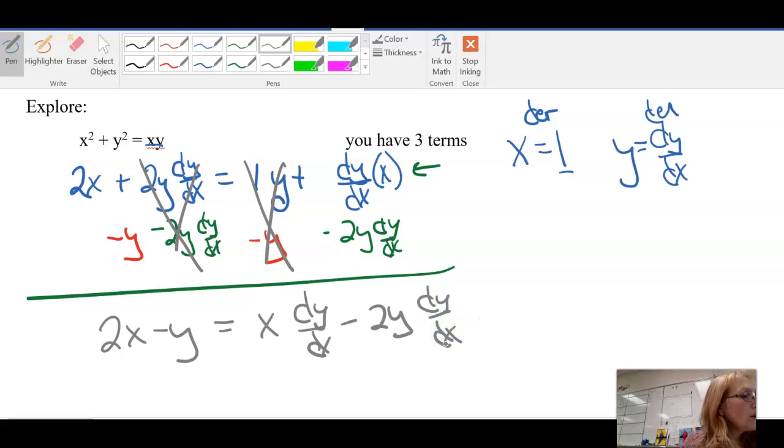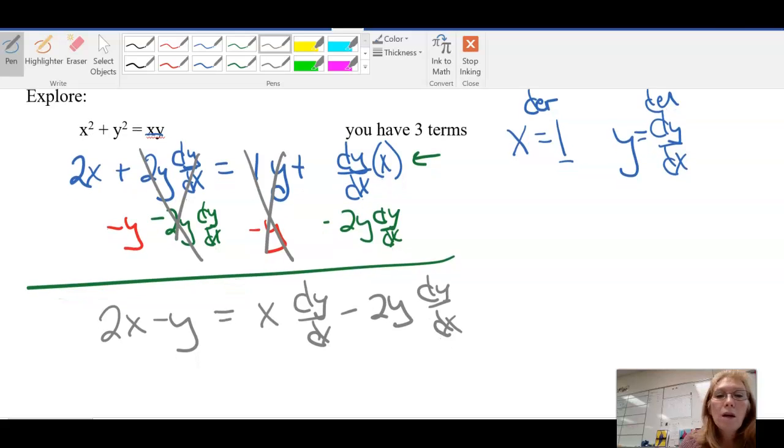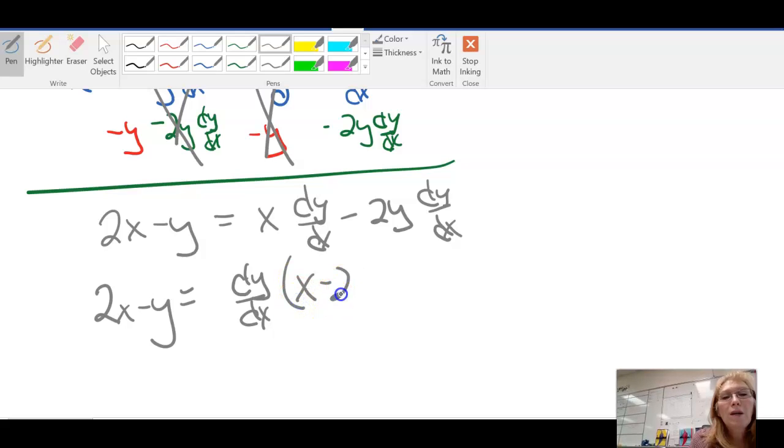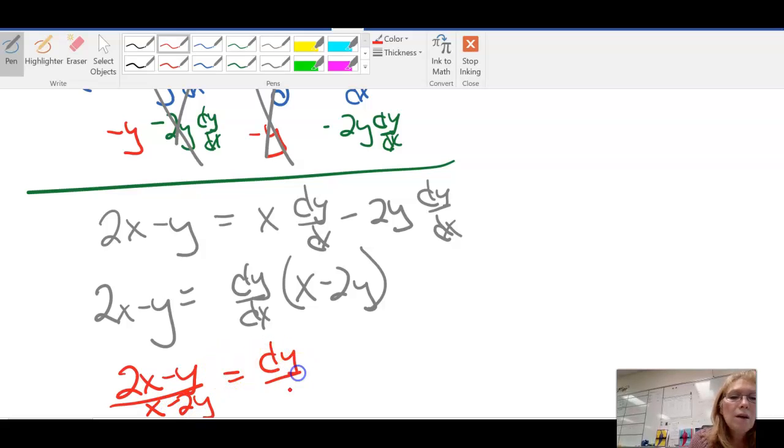All right, I hope you've done well so far. Now we're going to factor out the dy dx. So we're taking out dy dx, my derivative that I'm solving for, and get x minus 2y. Now all we have to do is divide by x minus 2y. So we have 2x minus y over x minus 2y equals the derivative of y with respect to x. I hope you did well. I think those are a lot of fun.